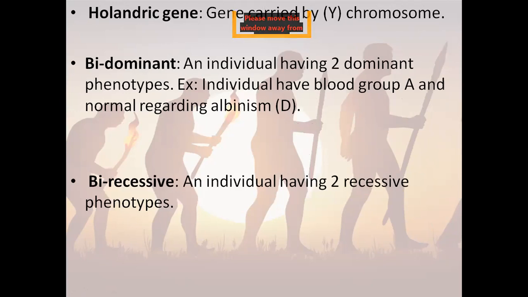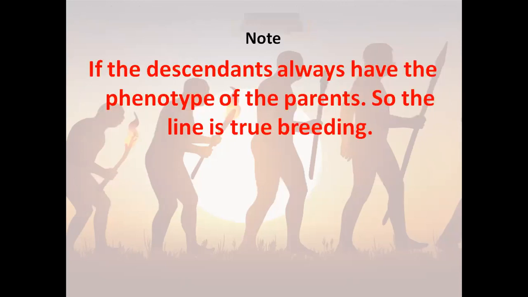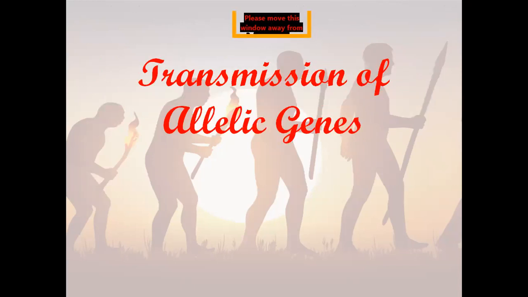Holandric gene. What is the meaning of a holandric gene? This gene is carried only by the Y chromosome. We talked about bi-dominant and bi-recessive, di-homozygous and di-heterozygous. And we move to this note, which is the last note from last time. It talks about descendants that have the same phenotype as their parents. So the line is a true breeding one.